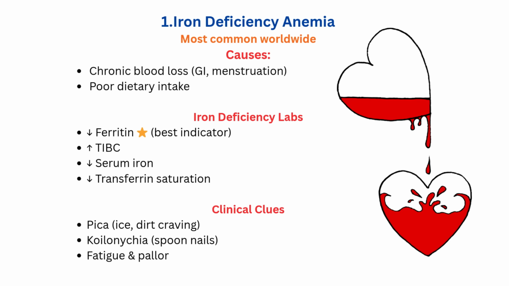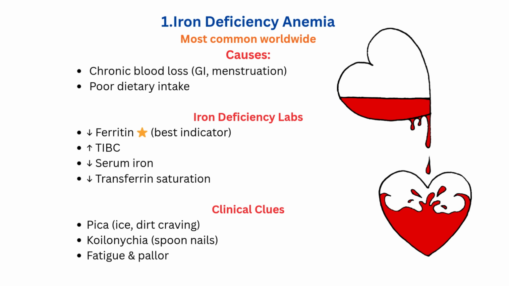1. Iron deficiency anemia. Iron deficiency anemia is the most common type, usually caused by chronic blood loss or poor diet. Iron deficiency anemia is most common worldwide. Causes: chronic blood loss, gastrointestinal, menstruation, poor dietary intake. The most important lab is low ferritin. You'll also see high TIBC, total iron binding capacity, and low serum iron. Iron deficiency labs: decreased ferritin, the best indicator; increased TIBC; decreased serum iron; decreased transferrin saturation.